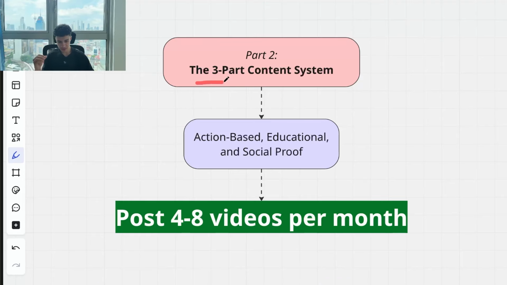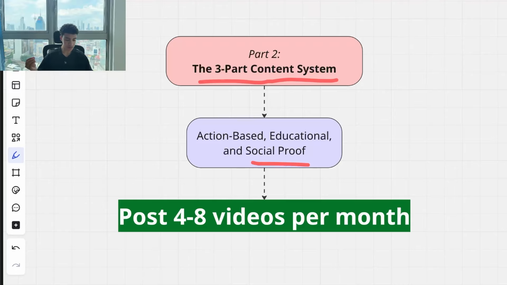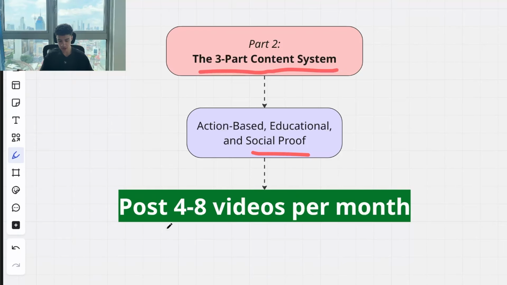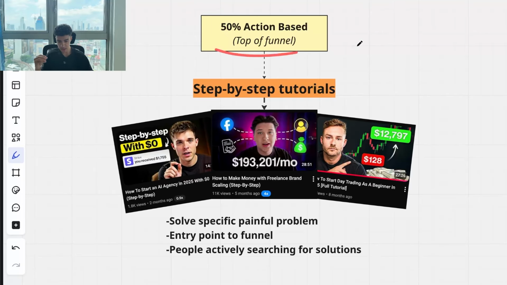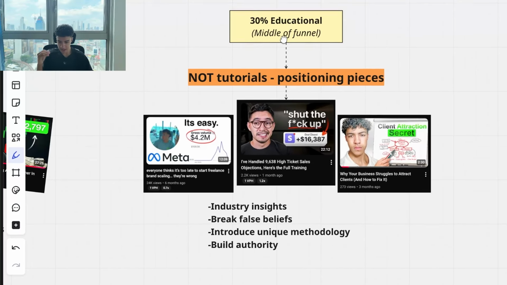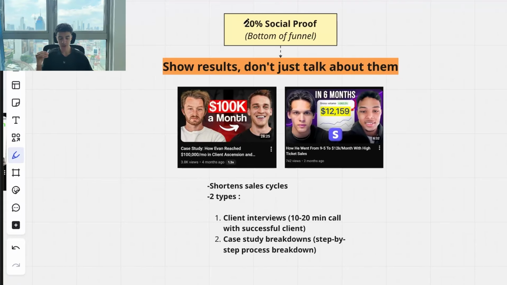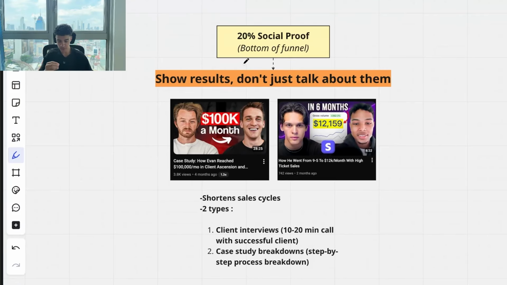So moving to the 3-part content system: action-based, educational, and social proof. Instead of posting content randomly, you're going to create 3 specific types of videos with a posting schedule of 4 to 8 videos per month. 50% of your content has to be action-based top of funnel content. 30% of your videos have to be educational middle funnel content. And 20% of your videos have to be social proof bottom funnel content.